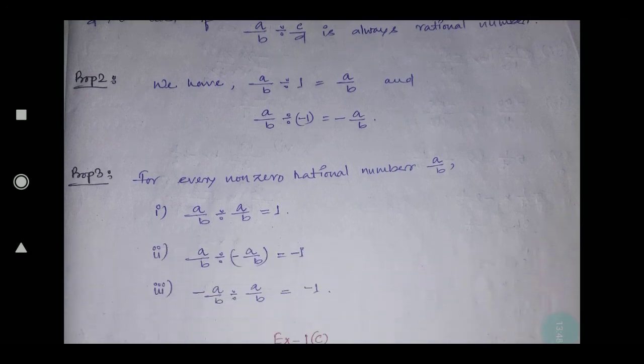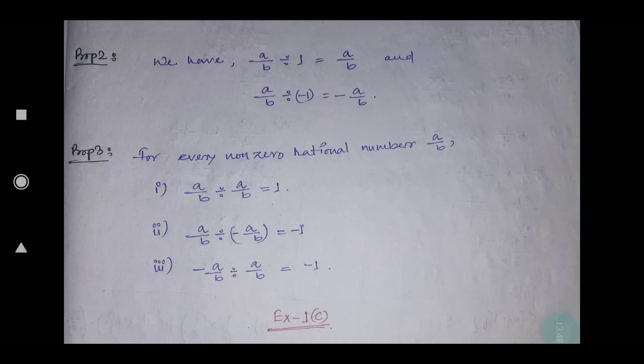Okay, now see property 3. For every non-zero rational number, that means whatever rational number you are taking, that should be non-zero. That means it should be other than 0. Not 0, but other than 0. That means 1, 2, 3 like this, any 1 by 2, 2 by 3, 5 by 6 like this. Any fractional number, rational number you can take, but you cannot take 0.